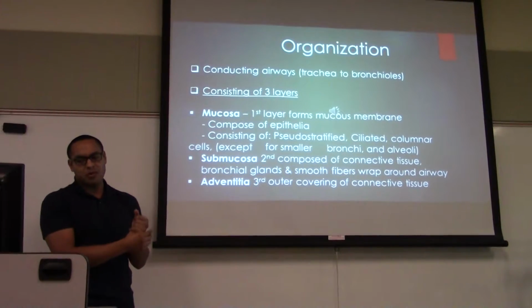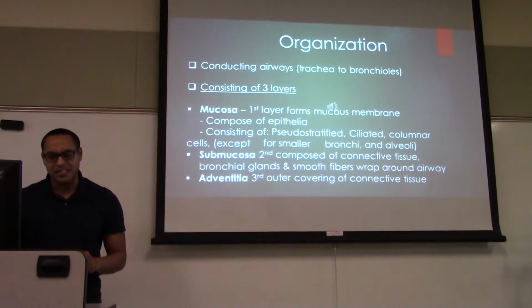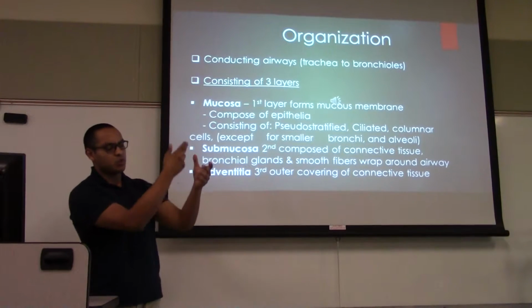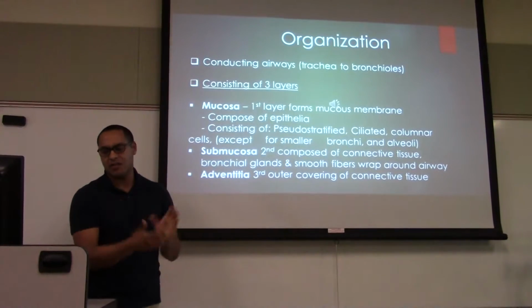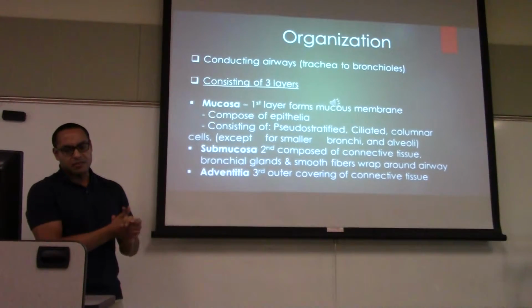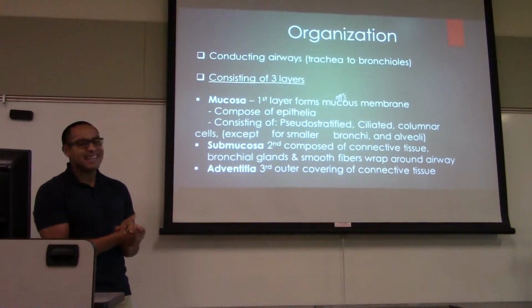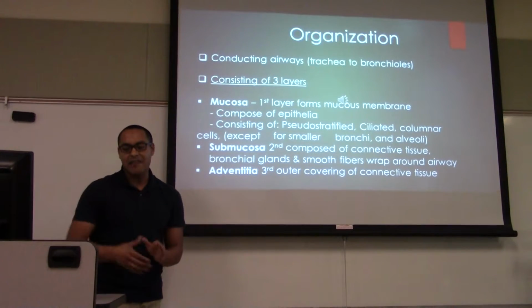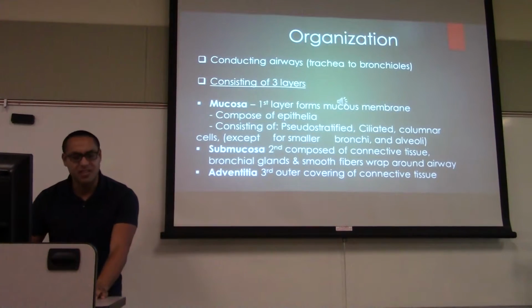But in the smaller bronchioles and alveoli, it's a simple layer epithelium. Simple layer, just one layer in the alveoli. I'll get there soon. Submucosa is just composed of connective tissue, bronchial glands, and smooth muscles. And the adventitia is the third layer, just connective tissue.